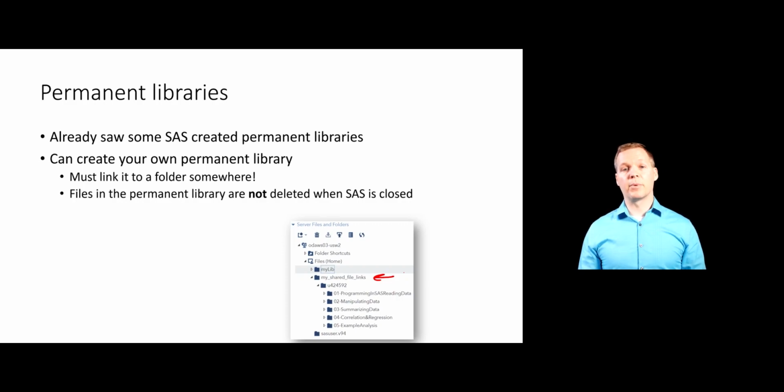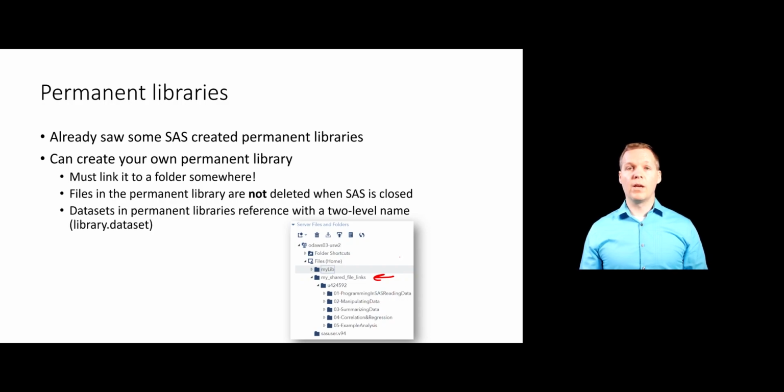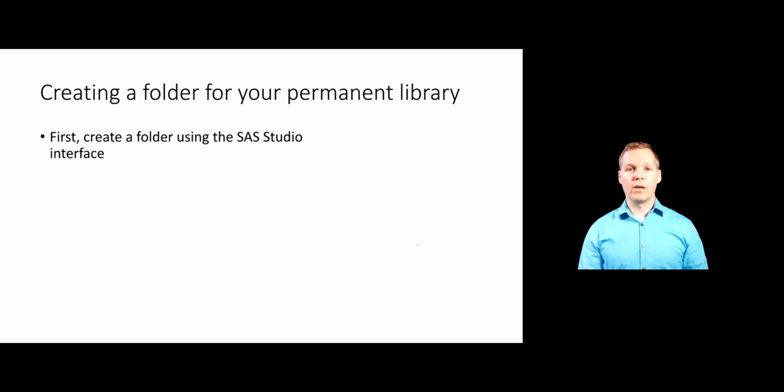Again, the key with a permanent library is that you do not lose those files, those SAS data sets, when you close SAS. But one drawback is that most of the time you have to reference data sets in a permanent library using a two-level name. Okay, so let's go through the process of creating our own folder and then telling SAS that we want to use that folder as a permanent library.